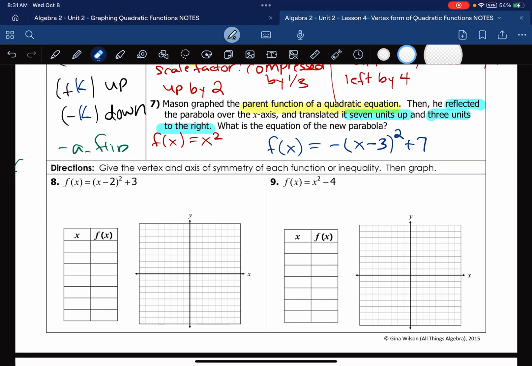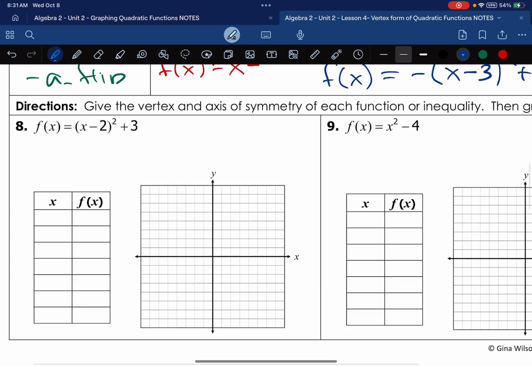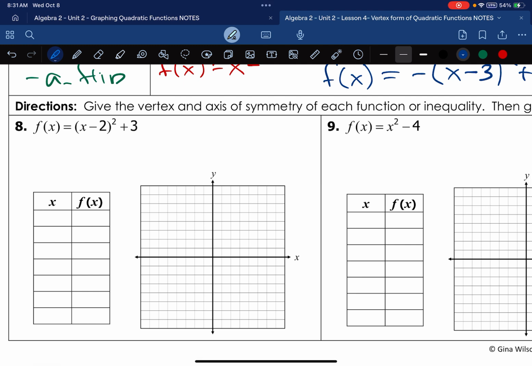All right, our next one. Give the vertex and the axis of symmetry of each function. So remember, we're looking at what we just learned about the vertex form. There are three things in the vertex form. There is A, which is in front of your parentheses. There is H, which is on the inside of your parentheses. And then there is K on the outside. Your vertex is H comma K.